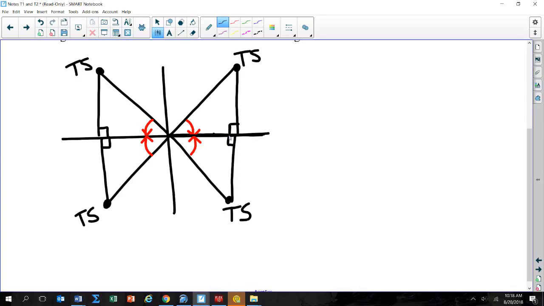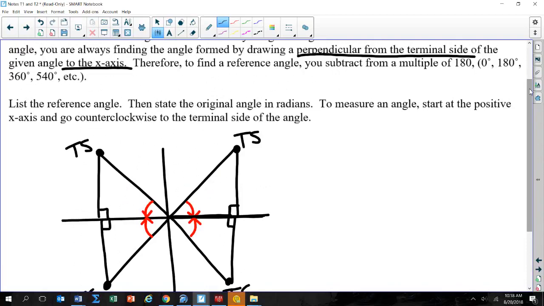Whenever we're doing trig, evaluating trig ratios, you should always draw one of these four bow tie triangles. If you are constructing a triangle that goes to the y-axis, you're wrong. Okay? Always, the base of the triangle always has to be on the x-axis. Does that make sense to everyone? Therefore, to find a reference angle, you subtract from a multiple of 180.